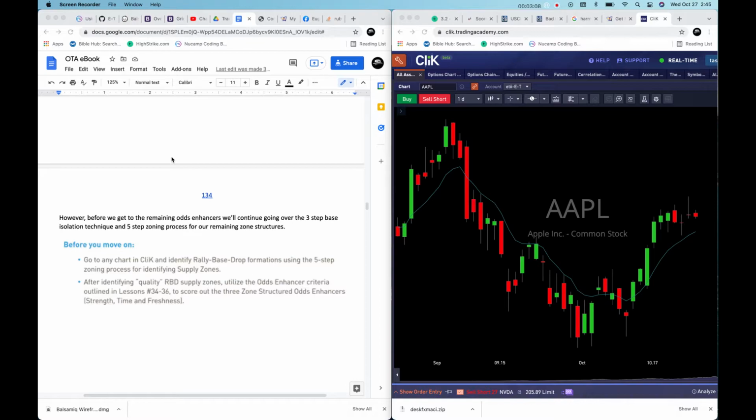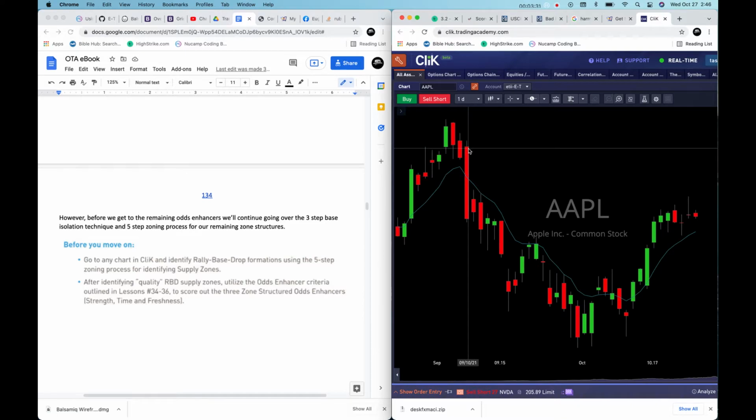Okay, so before you move on, pull up a chart. In fact, we can actually just use the one I have here. So again, with the 5-step process, you're going to start at current price. You're going to come up and left, looking for a sharp decrease in price, which we can find here.